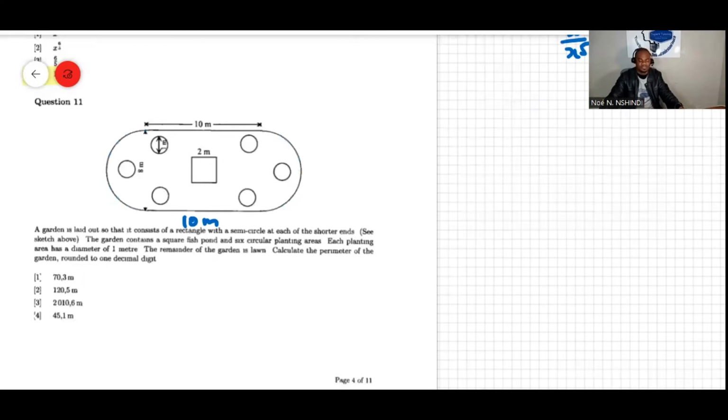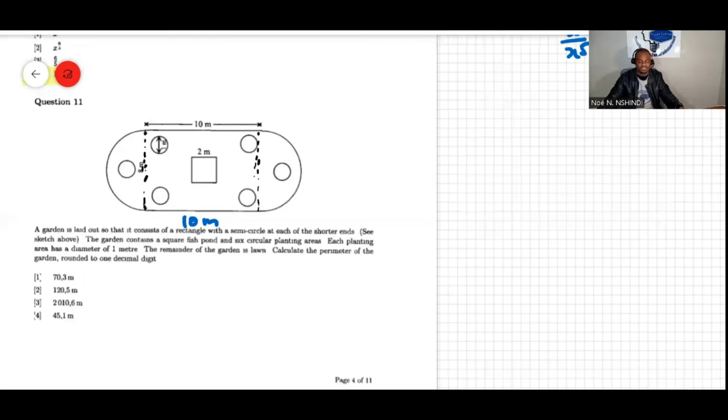Now we can find the semicircle. It is said that over here it's 8 meters apart. So if it is 8 meters, this part here stands for the diameter of the circle, and this also is the diameter of the circle. If it is the diameter of the circle, the radius of the circle is half of it.